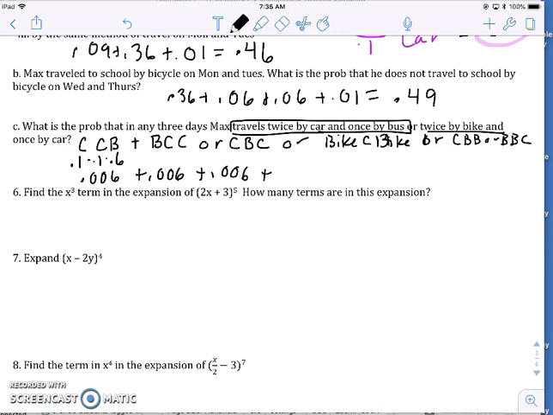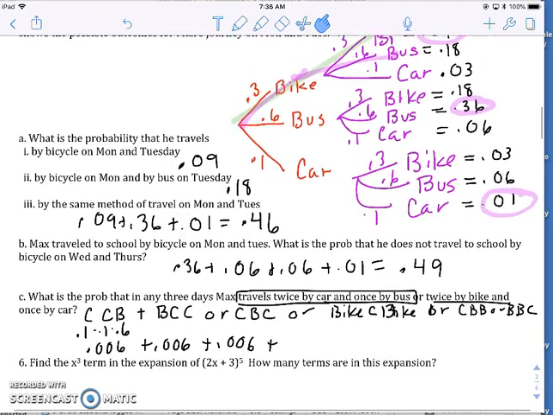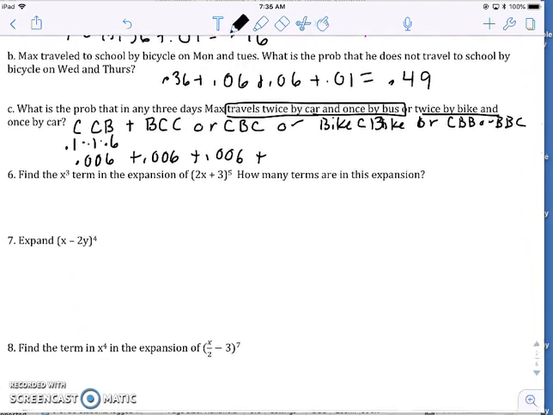Or bike, car, bike. So this would be 0.3 times 0.1 times 0.3. So that would be 0.009. So this one's 0.009 plus 0.009 plus 0.009. And if we add those together, let's see, 18, 27, 45, so 0.045.